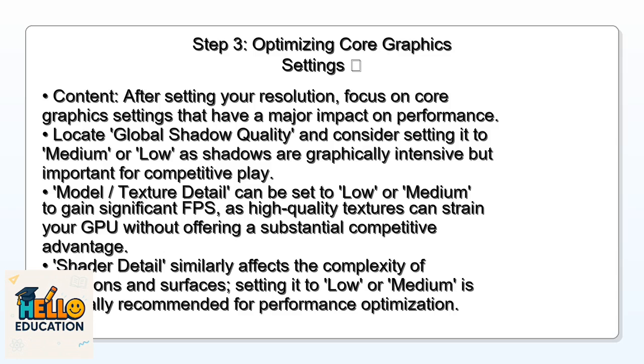Step 3. Optimizing core graphics settings. After setting your resolution, focus on core graphics settings that have a major impact on performance. Look at global shadow quality and consider setting it to medium or low, as shadows are graphically intensive but important for competitive play. Model texture detail can be set to low or medium, as high quality textures can strain your GPU without offering a substantial competitive advantage. Shader detail similarly affects the complexity of reflections and surfaces. Setting it to low or medium is generally recommended for performance optimization.